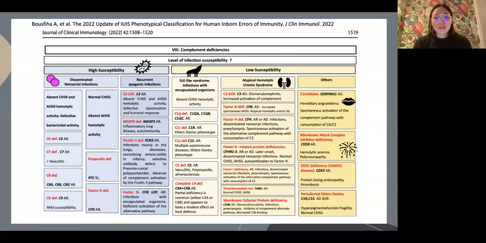So this is the same information just presented in the actual IUIS paper. It groups it together by phenotype, but then it also kind of from left to right by their susceptibility to infection. So on the left, you've got disseminated Neisseria infections with your terminal complement deficiencies, and then some of the alternative complement deficiencies have risks of pyogenic infections. And then you've got your lupus-like syndromes, your atypical HUS, and then the ones on the right that are kind of in their own category. So HAE, hemolytic anemia, and then this CHAPLE disease.